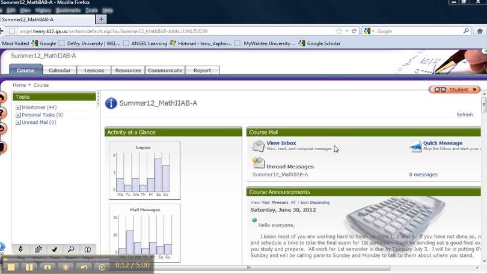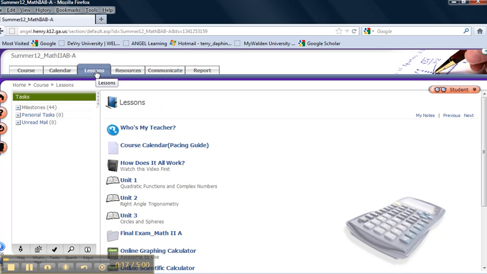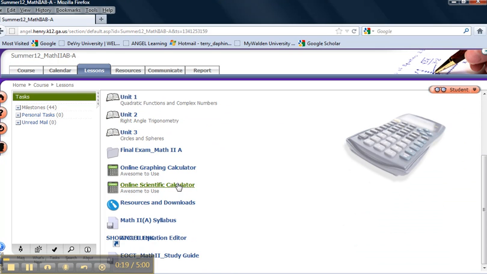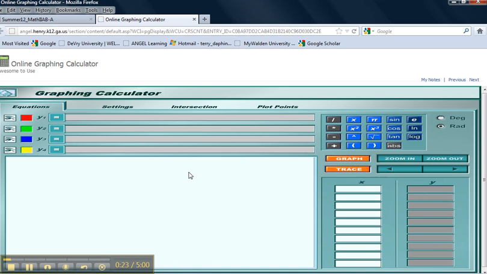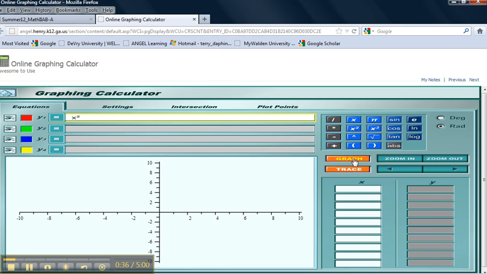Let's start with the graphing calculator. If you go to lessons and you go to the online graphing calculator, with this calculator it can help you to visualize a lot. Let's start with graphing an equation. Let's start with x squared. I just type in x and click x squared over here and hit graph. Here I have the graph of x squared.